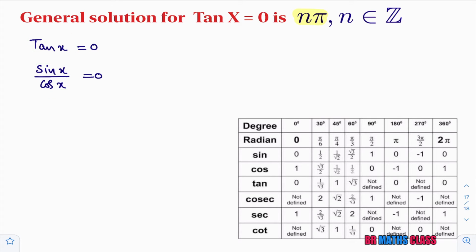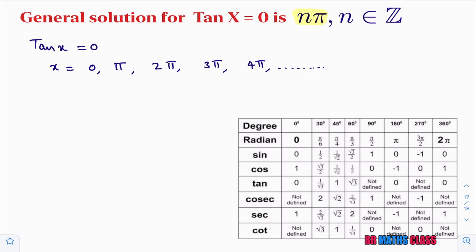You observe the trigonometry table. In the sine row, wherever 0 is there, in the tan row also at that point 0 is there. So from this we can easily understand that whenever sin x is 0, at that time tan x is also 0. I hope you got this point. So what are the solutions of this trigonometric equation? Very simple. 0, pi, 2 pi, 3 pi, 4 pi, and so on.